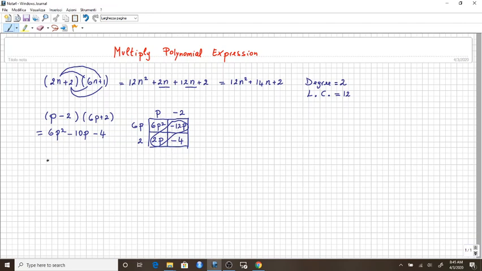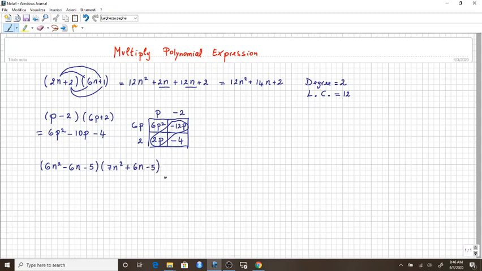Here is a problem a little bit more challenging. We are going to multiply a 3-term polynomial expression by a trinomial, so 3 terms means trinomial, so 2 trinomials, that's what we're going to do. So we have 6n squared minus 6n minus 5. We're going to multiply this by 7n squared plus 6n minus 5.